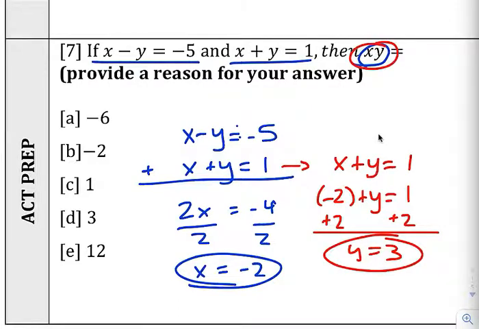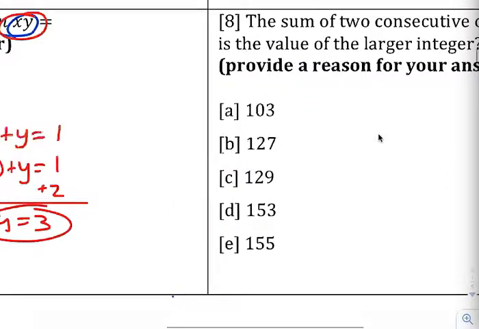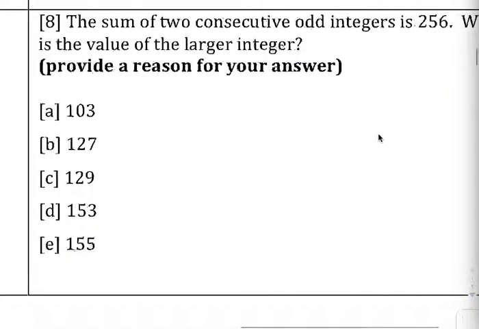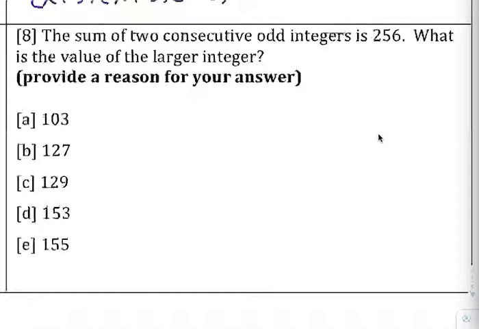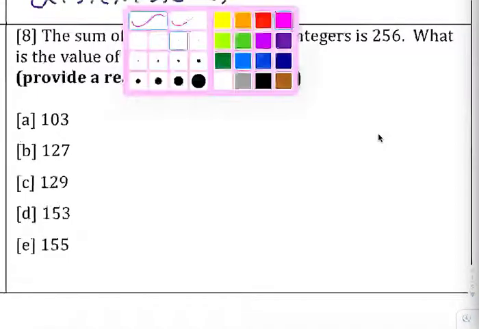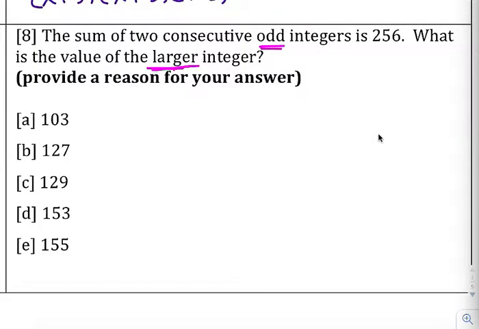Okay, so here we have a very classic ACT problem. We want to find integers that follow a couple different rules. The sum of two consecutive odd integers, which is a really important part of this, is 256. What is the value of the larger integer? Now again, we can always just guess. We can just start guessing numbers and see which ones work out. But I think it's actually going to be faster if we solve the problem straight away.